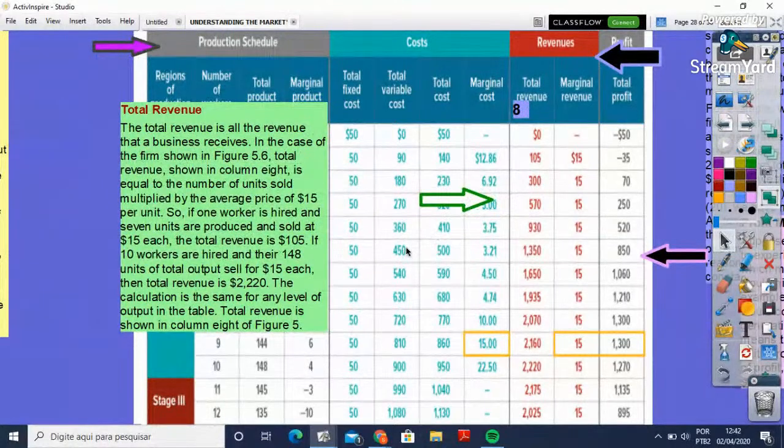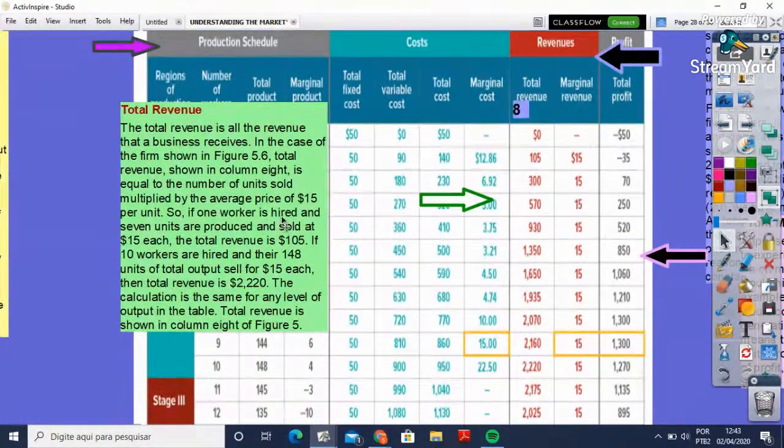Now I need to find out my total revenue. The total revenue is all the revenue that a business receives. In the case of this firm, the total revenue is shown in the 8th column, right here. And it's equal to the number of units sold. Remember, each unit costs $15. I'm talking about a company that has only one product. So it's equal to the number of units sold multiplied by the average price of $15 per unit.